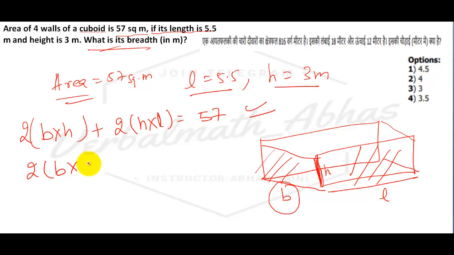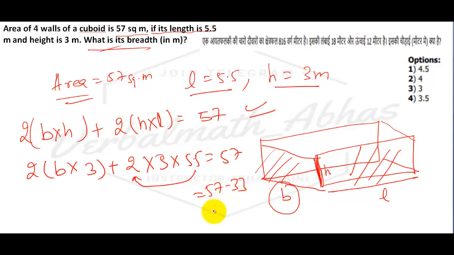Just write it here. 2B into H, which is 3, plus 2 into H, which is 3, and L is 5.5, equals 57. So 5.5 into 2 is 11, 11 into 3 is 33. So 57 minus 33, 24 will be left, and here 2 into 3 is 6B. 6B is 24, so B is 24 by 6, simply 4. So in this case, you can easily get the answer if you know the figure of a cuboid.